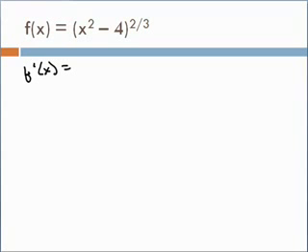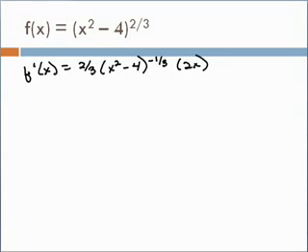Okay, in order to do this derivative, we have an outside function and an inside, so we have to do the chain rule. So 2/3 times the function to one less power, times the derivative of the inside. Okay, so there is our derivative. Let's simplify it a little bit, make it into a fraction.